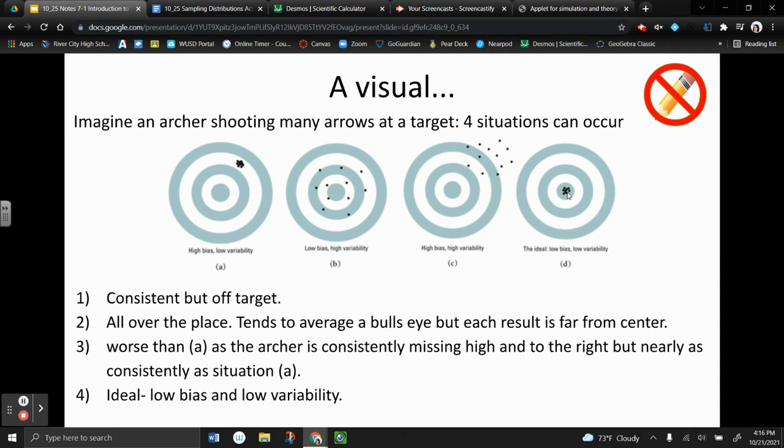And then lastly, D, this is ideal. This is low bias and low variability. Not only is the archer hitting the bullseye, they're hitting it consistently. So that's low bias because it's near the center, and low variability because the arrows are close together.